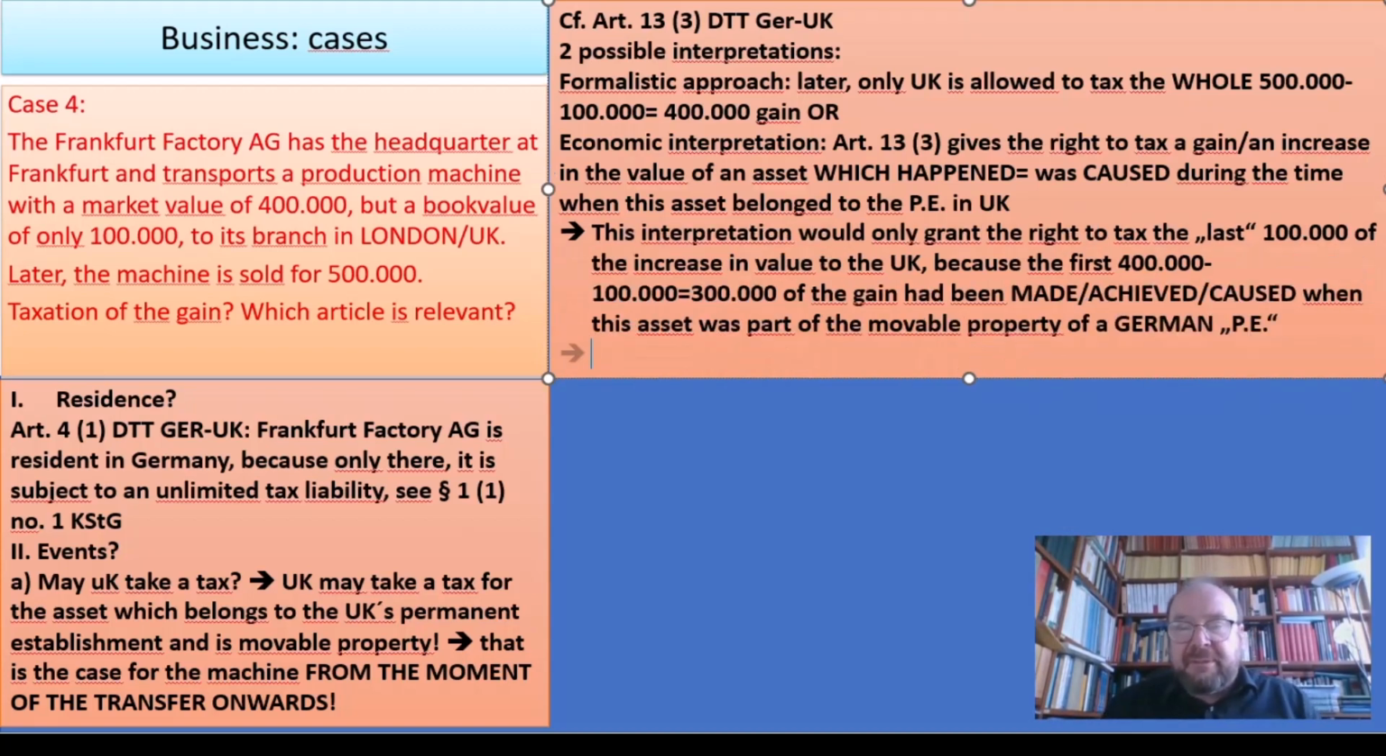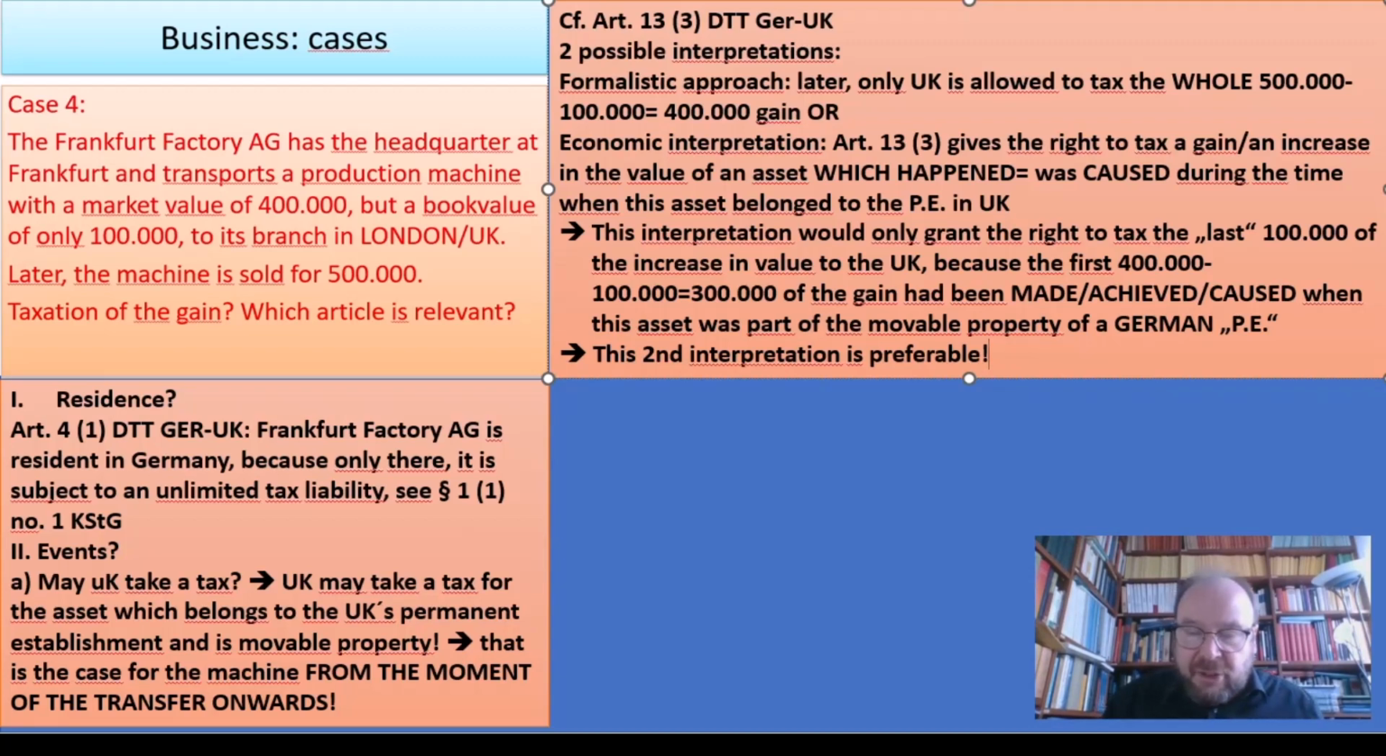Now, when you think about these two interpretations, which of them is probably preferable under the aspect that you should interpret such a double taxation treaty in a reasonable way? Probably the economic interpretation, which looks to where gains were caused and which would not allow that you can shift gains arbitrarily to a different country just by shifting the asset. So this second interpretation is preferable.